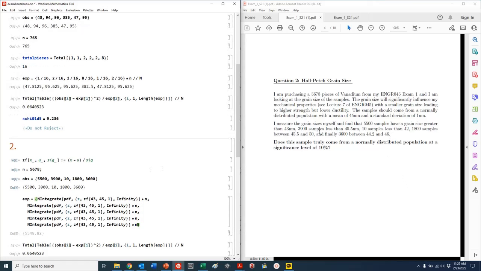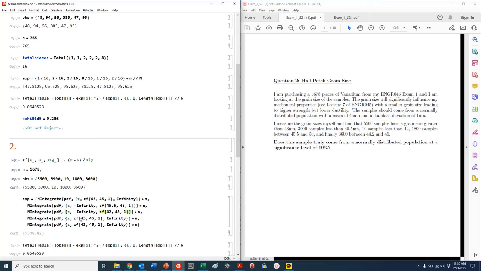And now let's go to the next one. Less than 45.5 nanometers. Now I need to switch my limits of integration. Same function, but now 45.5, and I'm going to go from minus infinity to 45.5. Then 10 samples less than 42. So I'm going to copy these limits, put it in. Same thing here, but the only switch is going to be less than 42.